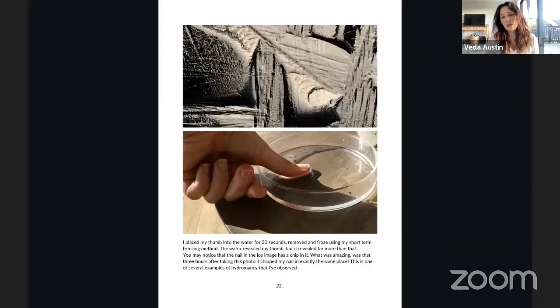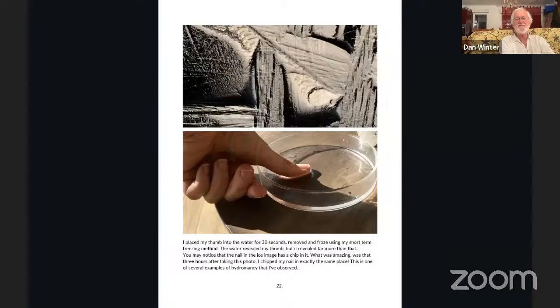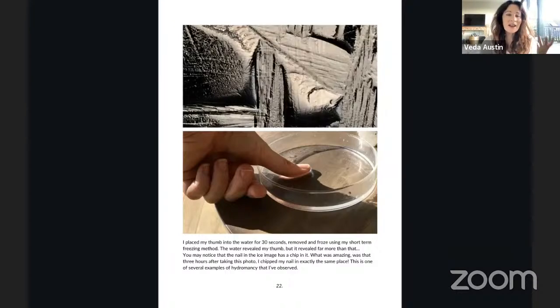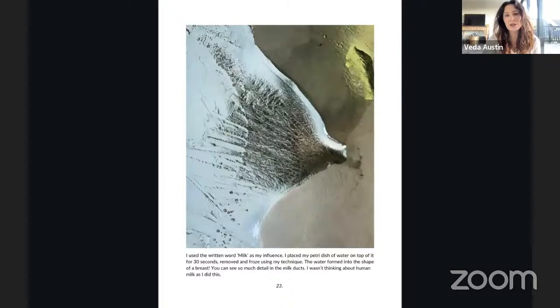Now, this is a great example of water and hydromancy. So I put my thumb into the water, and you see it designed this thumb with a very clear nail, and that's all interesting. But at the end of the nail, you might see a chip. Well, I chipped my thumbnail exactly the same place 3 hours after doing this. So I've seen this multiple times, not only in the future but also in the past. So I don't think water is limited to realms or time or space.